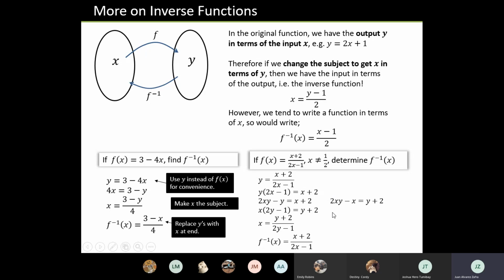Now we can factorize out the x, and we get x times (2y minus 1) equals y plus 2. And now the last stage, we just divide by this bracket, and we get x equals (y plus 2) over (2y minus 1). And then personally, what I do is I say I'm now swapping x and y's round. So now I get y equals (x plus 2) over (2x minus 1), and that is the inverse function. You could also think about the domain, but they're not worried about it here.